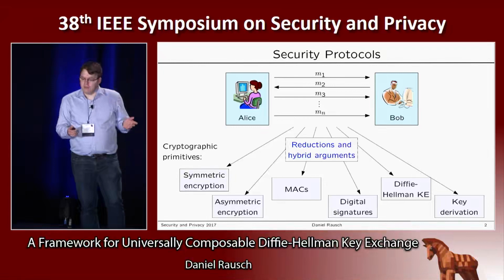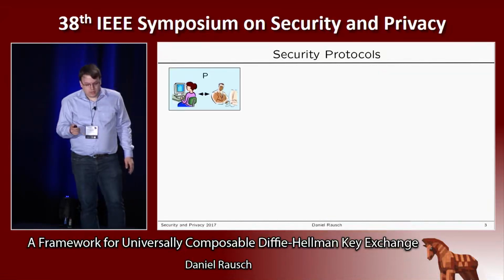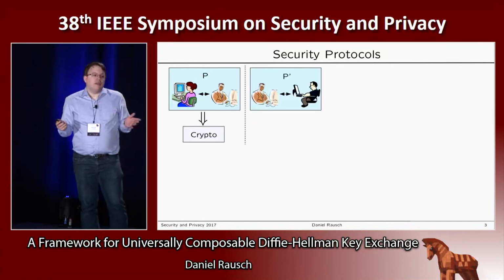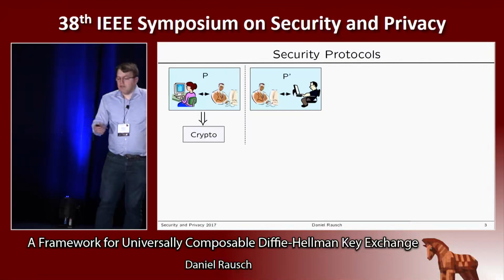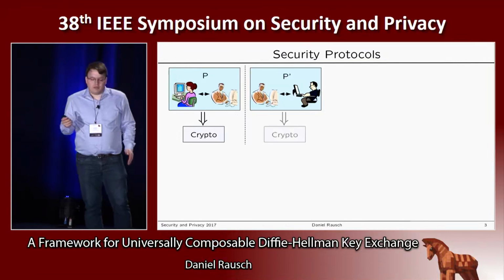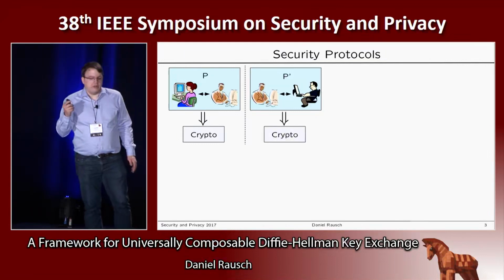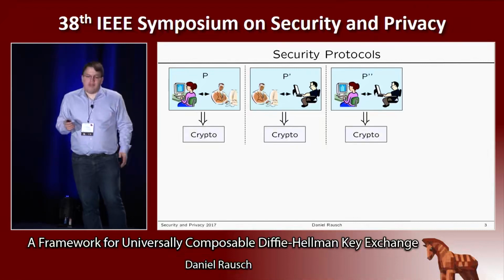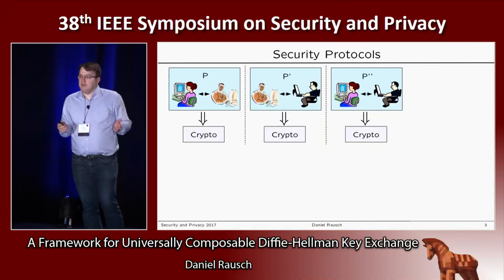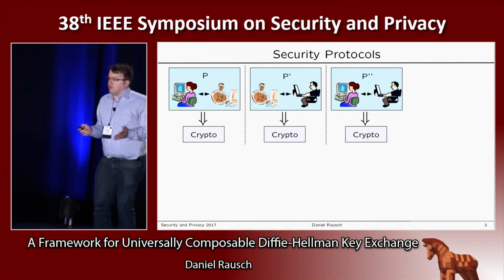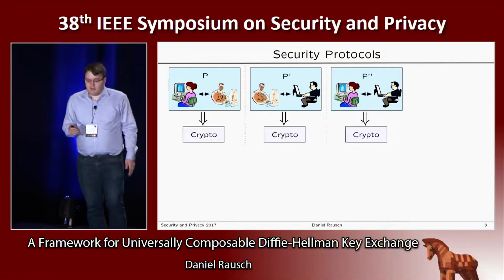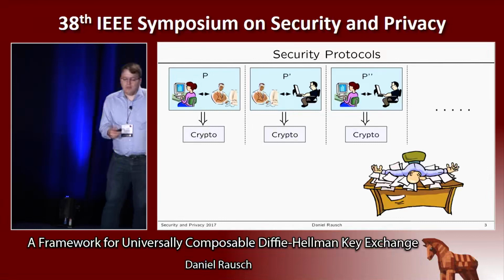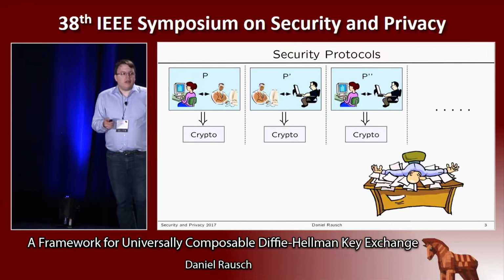Once we have done this for a single protocol, and we want to analyze a different protocol, then of course we have to redo all of the reductions again. And if we want to build a different protocol, again we have to redo all of the reductions, even if we use the exact same primitives that we used for the previous protocols, and so on and so forth. So we were wondering, is there any way to get rid of these reductions?